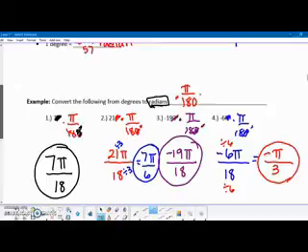Stay tuned next time for finding coterminal angles in radians.